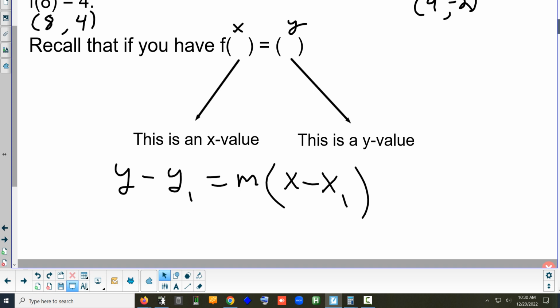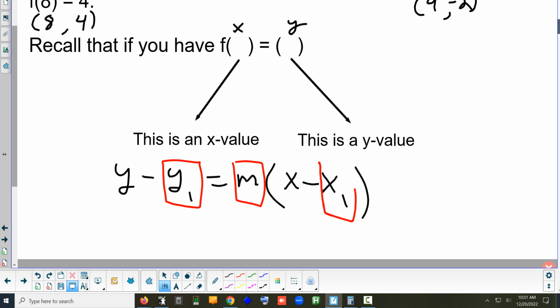Brady, can you tell me one of the things I have to fill in here? You're going to have to fill in y1. Yep. Well, hold off on that for one second. Can somebody tell me something else I need to fill in? Yep, the slope. And what's one other thing I have to fill in? Yep, the x1.